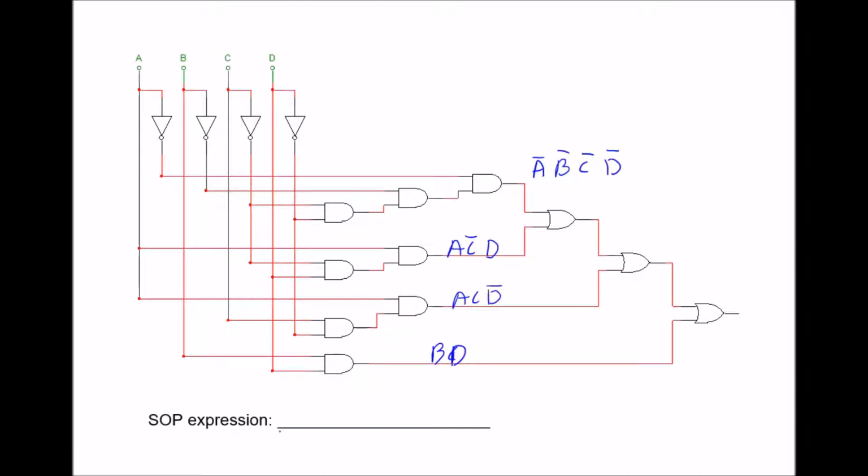So let me write my sum of product expression. Here are my minterms, A, B, C, D. Each one is being notted. And of course, you're not allowed to just draw one not over the whole thing. That means something very different. So now I have A, not C, D, ORed with A, C, not D. And finally, that is ORed with B, D. And that is it. In the next slide, I will complete the truth table.